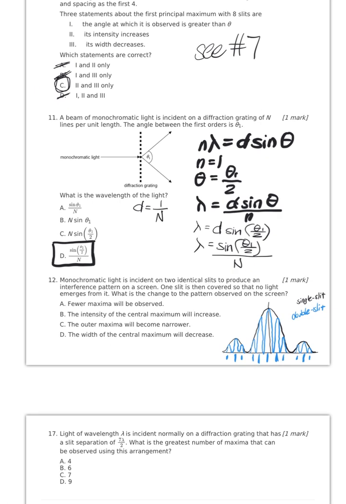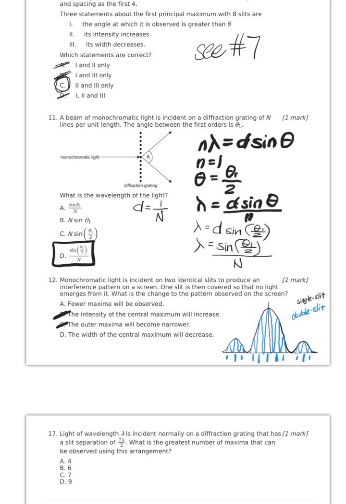The intensity would increase. That's not a thing. You would increase the intensity if you let more light through. We're letting less light through, so definitely not B. The outer maxima would become narrower. No, we actually go from the double slit pattern of multiple maxima to just the envelope, so the bands that you see are fewer than if you had the double slit pattern. So definitely not outer maxima narrower.